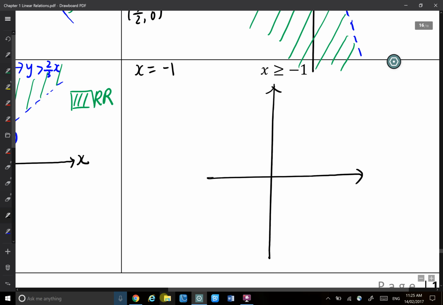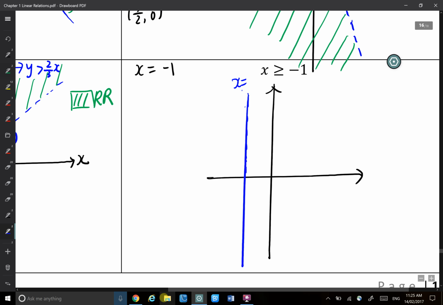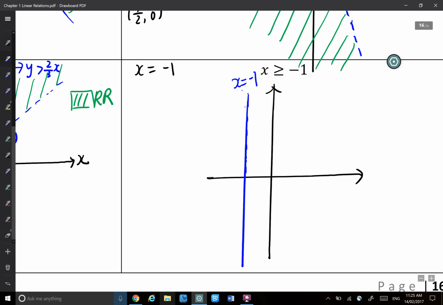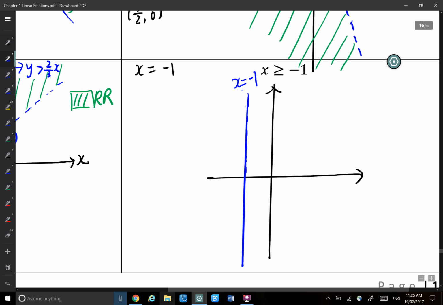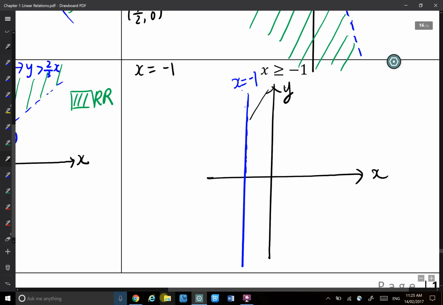So x equals to -1, which is here. It can equal to, so it will be a solid line. Okay, x greater than or equal to, so it needs to be a solid line, and this line is x equals to -1. So I want x to be greater than -1. So x can be 0, 1, 2, 3. So everything to the right hand side will be x greater than -1, right? So we will take all the area here.